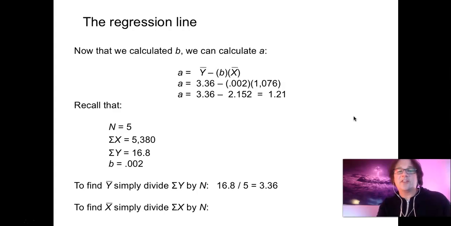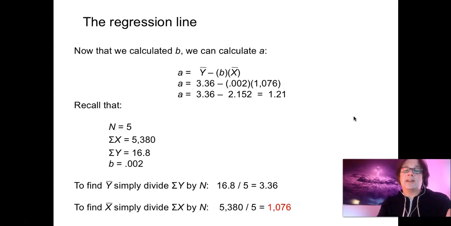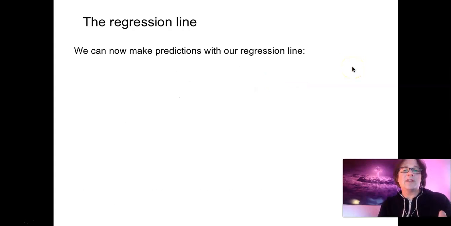In our previous calculation, we calculated the sum of x, which is 5,380. We would divide that by n, or 5, in order to get a mean of x of 1076, right? So that's where this value comes from up there. Okay, so we could go ahead and start making predictions. How do you do that, you say?